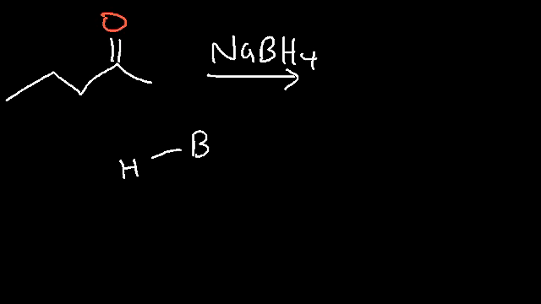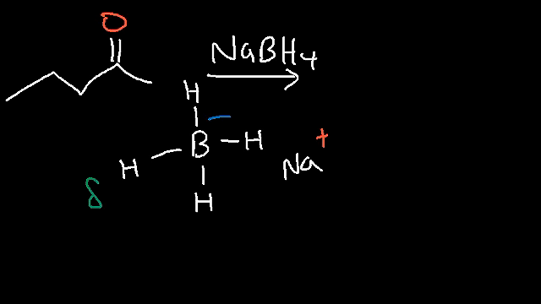The boron is attached to 4 hydrogen atoms, and so it bears a negative formal charge. Sodium has a positive charge. Now hydrogen is more electronegative than boron, so hydrogen bears a partial negative charge. Boron bears a partial positive charge, but the negative formal charge is not the same as the partial positive charge on boron. They're two different things.